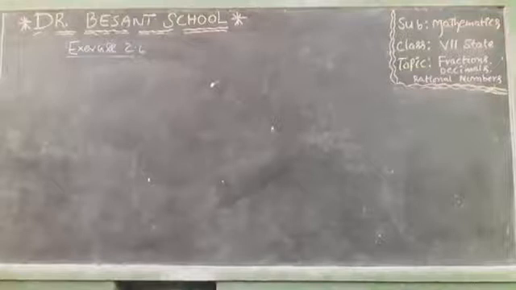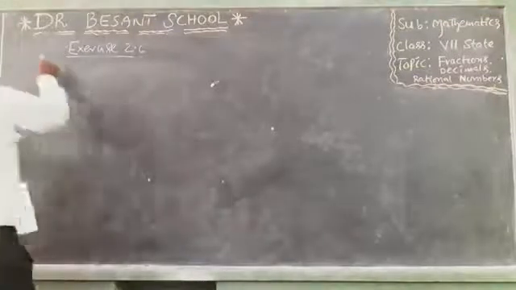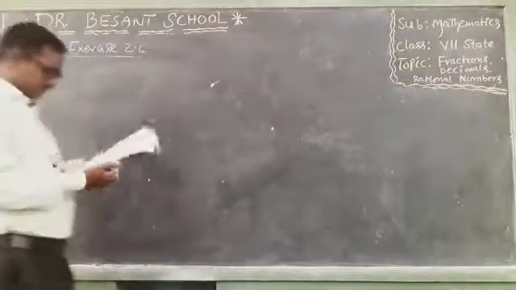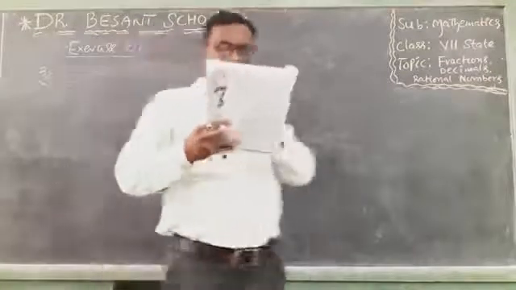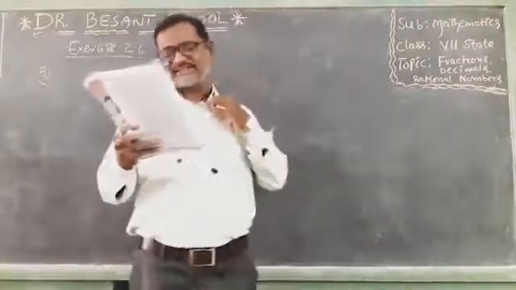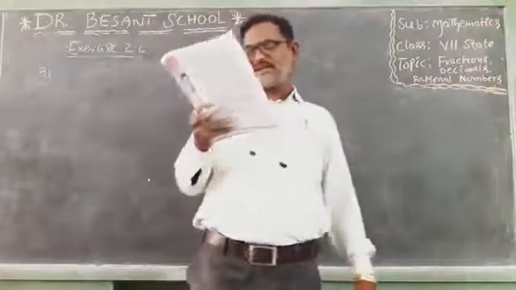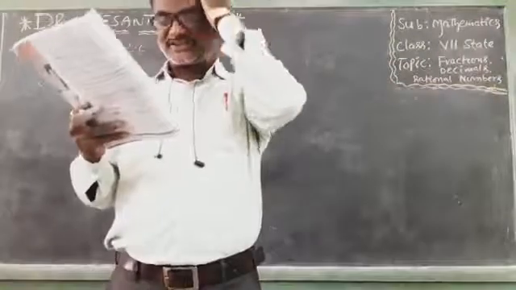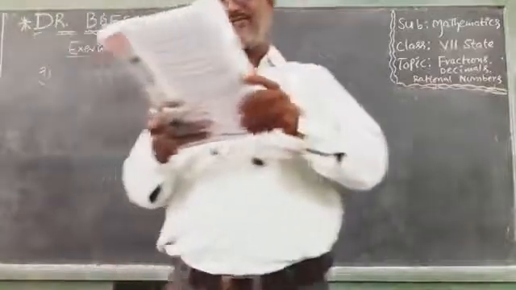Next is question number 7. See the textbook, all of you. A side of a regular polygon is 3.5 centimeters in length. The perimeter of the polygon is 17.5 centimeters. So how many sides does the polygon have?